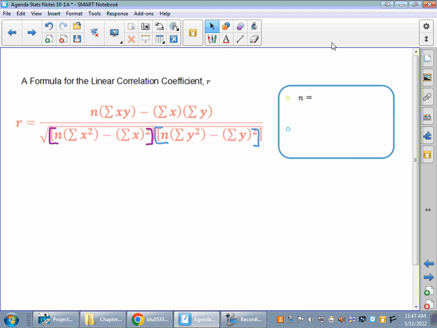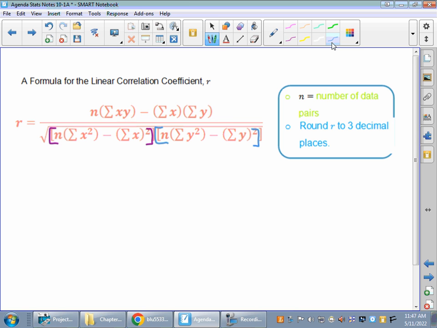So this really tells me if I've got to know x, y, the sum of my x, y's, the sum of my x's, sum of my y's, sum of my y squares, all those, I'm going to need to make a table. So n, we all know, is the number of data pairs, or our sample size. We've got that. And then I felt like it was noteworthy over here. When you do calculate your R, round to 3 decimal places.